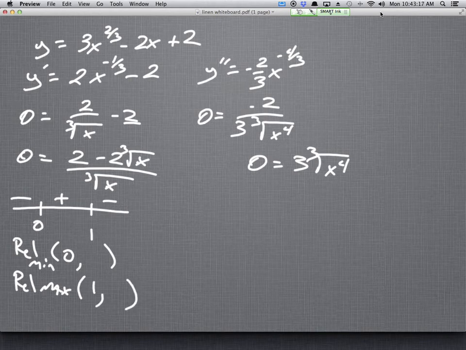Now, since we're graphing them, we need the y values to go with them. So how do I find the y value? Plug it into the original. So I plug in 0 into the original, and it gives me 2. I plug 1 into the original, so that would be 3 minus 2 plus 2. That gives me 3. All right, now we go to the second derivative. My only number is 0. What will my denominator always be in that second derivative? It will always be positive. How do I know that? It's to the fourth. So my denominator is always positive, but my numerator is always negative. So that means both sides are negative, which means my graph is always concave down. All right.